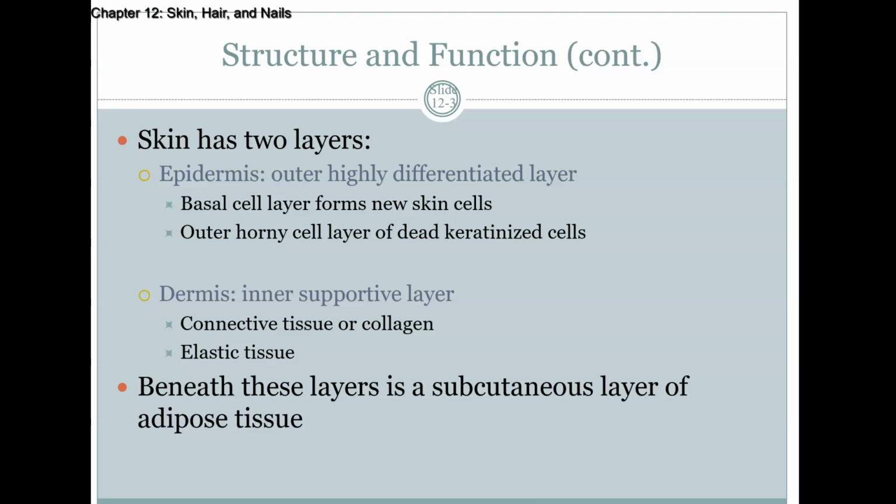The dermis is the inner supportive layer. The inner supportive layer contains the connective tissue or collagen, which gives you that elastic tissue. And then beneath these layers is what they call the subcutaneous layer. The subcutaneous layer is the layer of adipose tissue or fat tissue, as you may want to say. So you start off with the epidermis, you go to the dermis, and then you go to the fat layer.